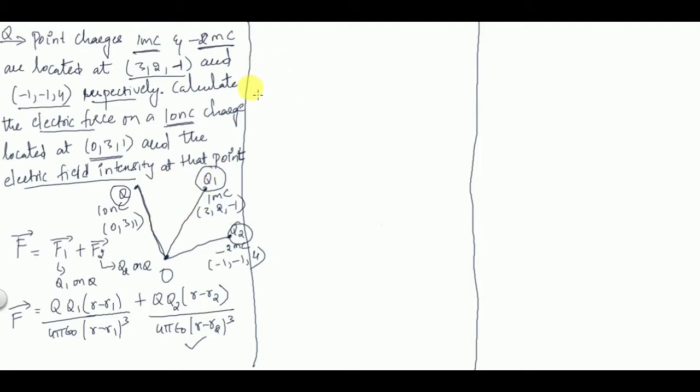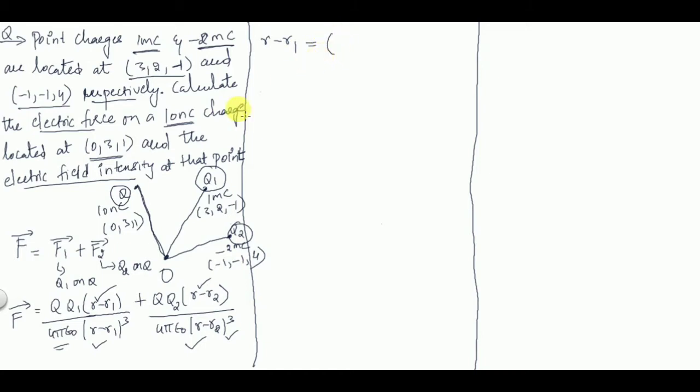Right, so we have all these values Q, Q1, 4 pi epsilon naught, everything is there. We have to find r minus r1 and the modulus of it. Similarly, r minus r2 and the modulus of r minus r2. So I am first finding those values. Okay, so r minus r1.